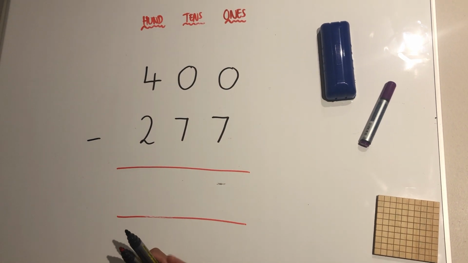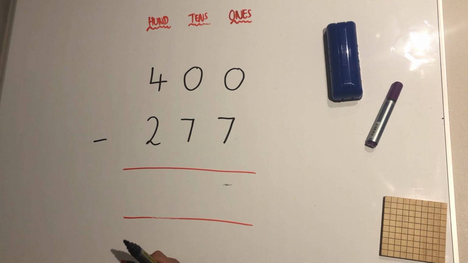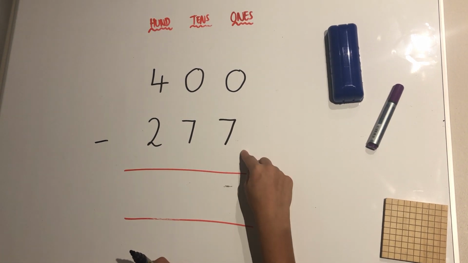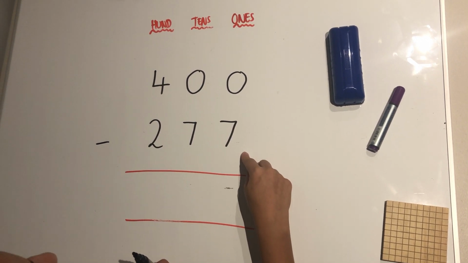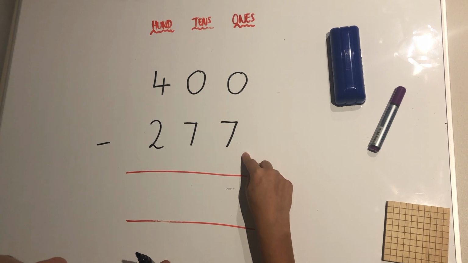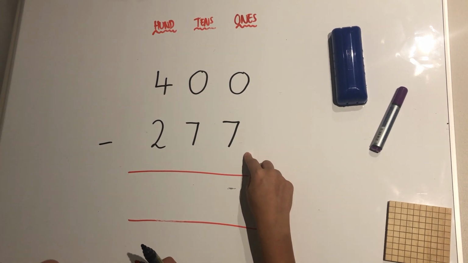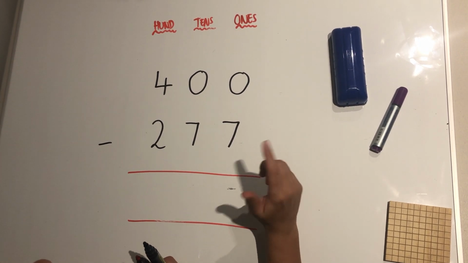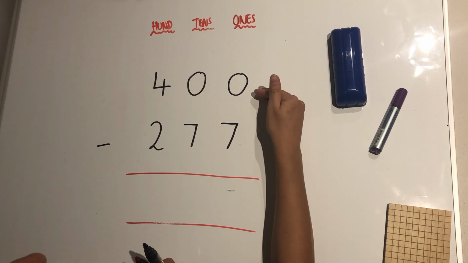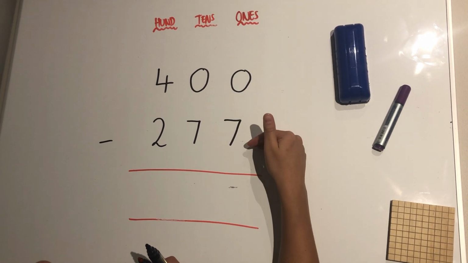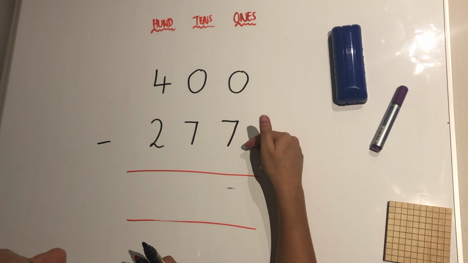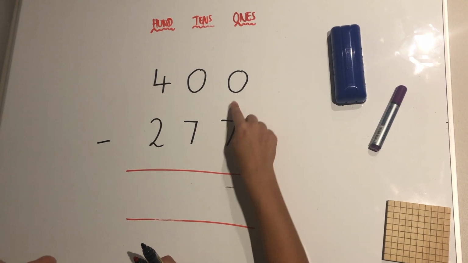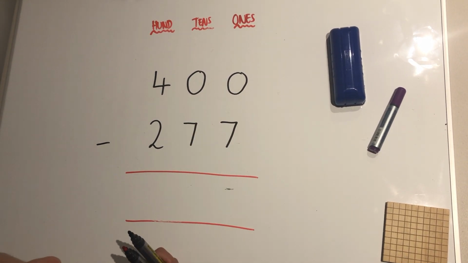So let's have a look. We begin with our ones column. 0 take away 7. Can we do that? No, we can't. We can't take 7 away from nothing. So what we need to do, remembering our little saying as well, if there is more on top, we can keep going. There's no need to stop. But if there is more on the floor, then we must go next door to get some more.